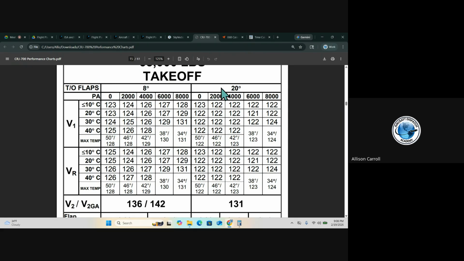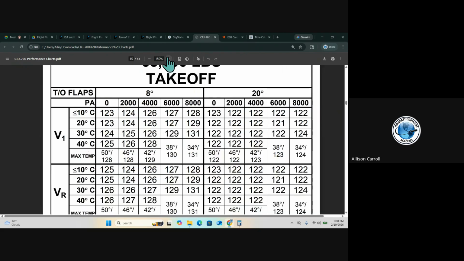You have either 8 or 20. We always just keep it at 8 for consistency. All right, now we have this little table for V1. This top line to pick our column, we just go to the elevation. So taking off from Denver, Denver is 5,434, right? You're higher than 4,000, so just go to 6,000 right here.